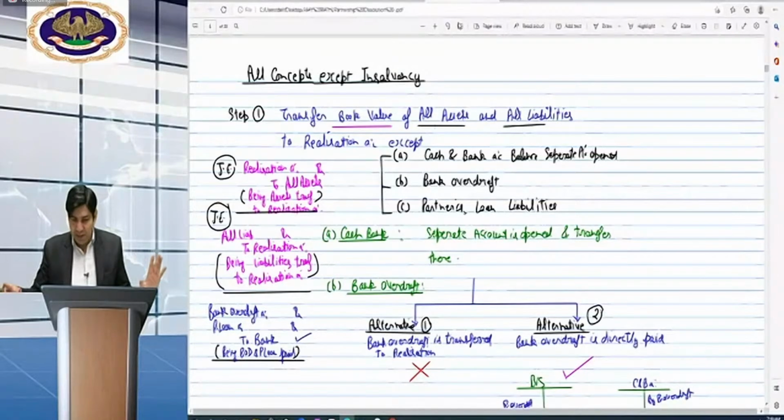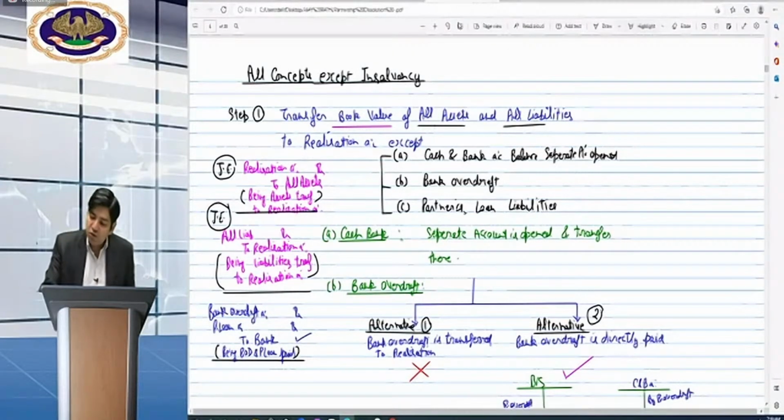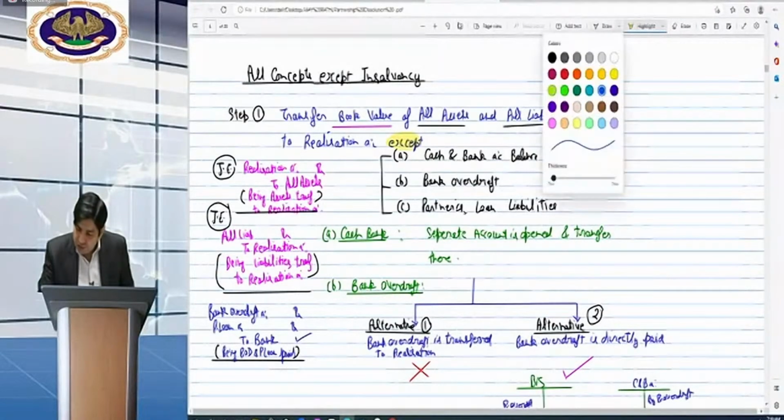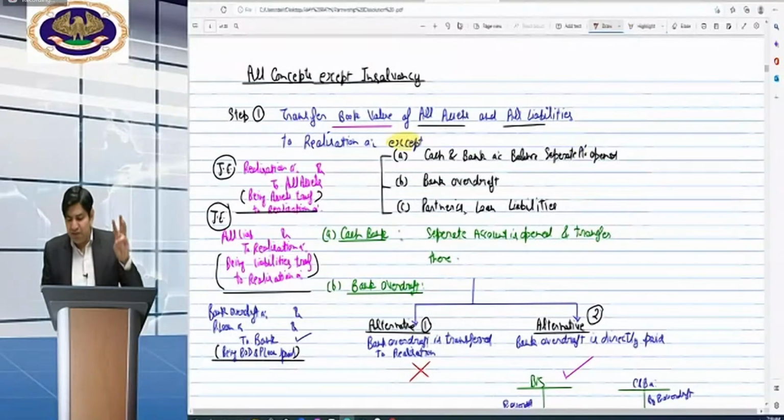Anyways, now starting. What we covered in step number one is that we transfer the book values of all the assets and liabilities to the realisation account. Yes, except, beta, in the question, you will not transfer some things. Whatever I am covering here, A, B, and C. Good morning, Priyanka. Beta, you are late. So, everyone, what are the 3 things you have to take care of? Those are either assets or liabilities, but you are not going to transfer them to the realisation account, except cash and bank, already covered in the last class.